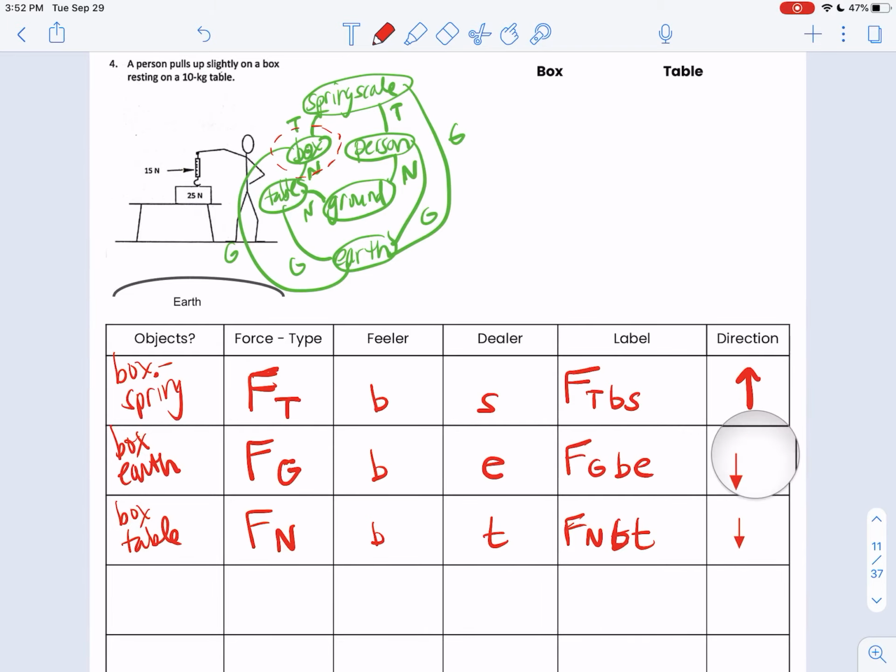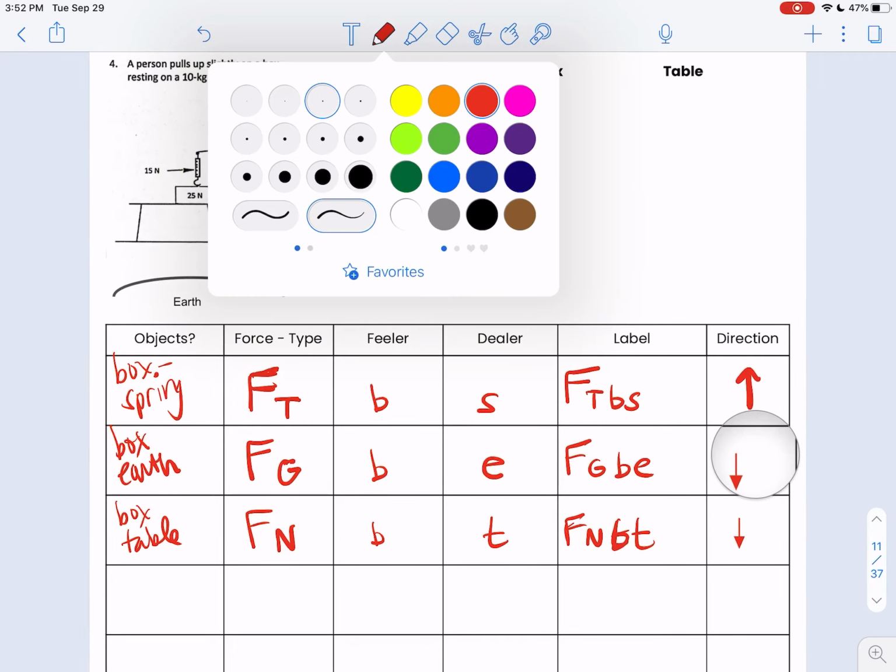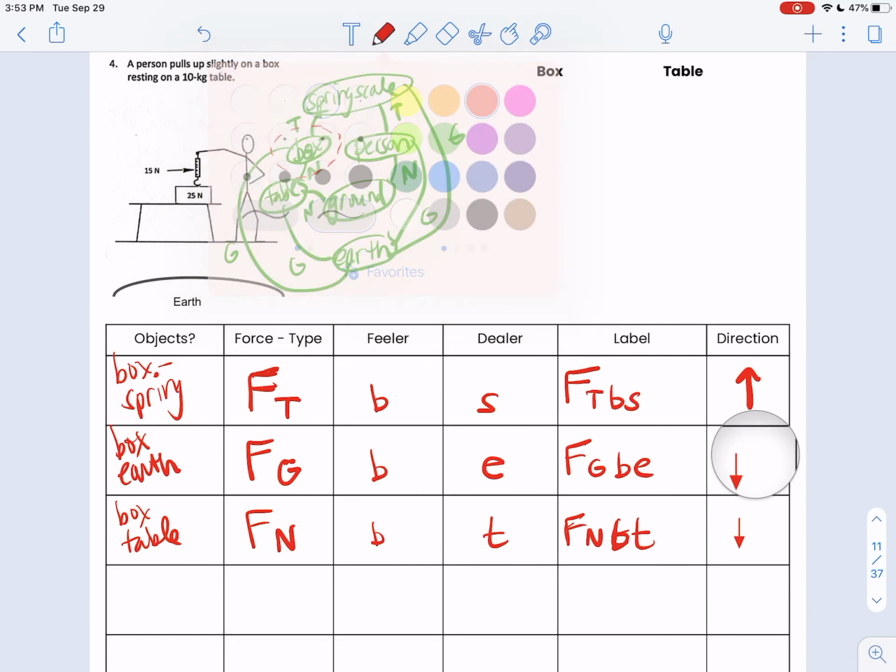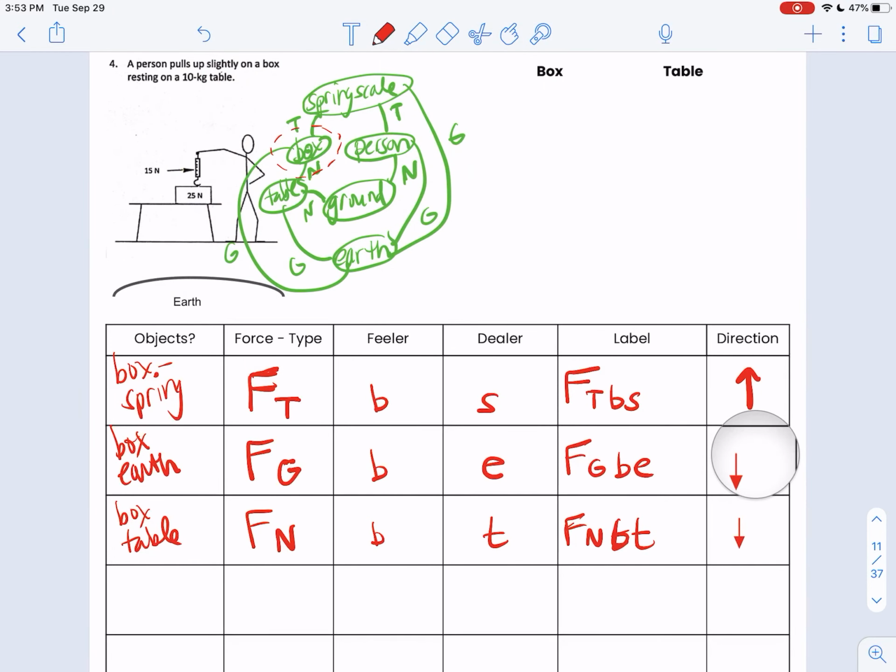So there are three interactions, so there are three forces. All right, so I'm going to have the box. I'm going to put the B in a circle because that's the feeler. Usually in physics, we just represent it with a dot, which you might switch to later, but for now, I want you to write it with the feeler in the circle.